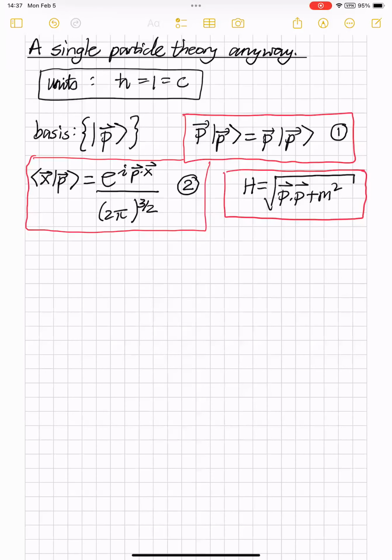Okay, so we have our single particle theory. What we would like to do now is to formulate some questions that we can start answering with this theory. To do that, I'm going to need a tool, and that tool is called a spacetime diagram. Now, you may have seen spacetime diagrams before, but I would just like to review them so that we're for sure all on the same page.